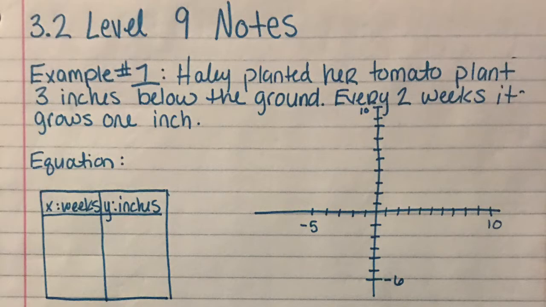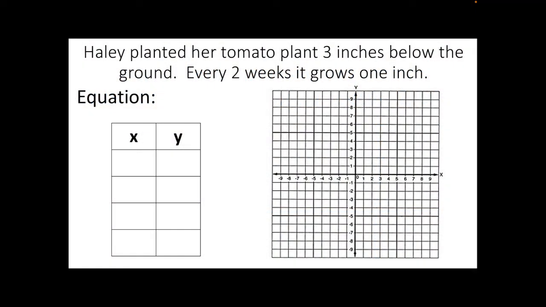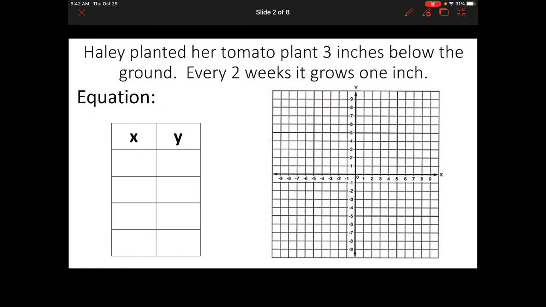Here's everything you need for example 1. Make sure you write down the word problem, leave a space for the equation, create that table, and create that graph. Here's our first word problem.